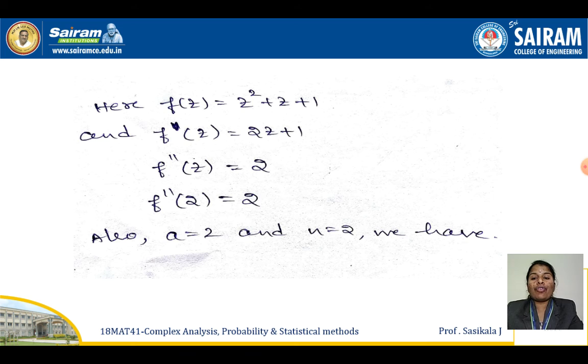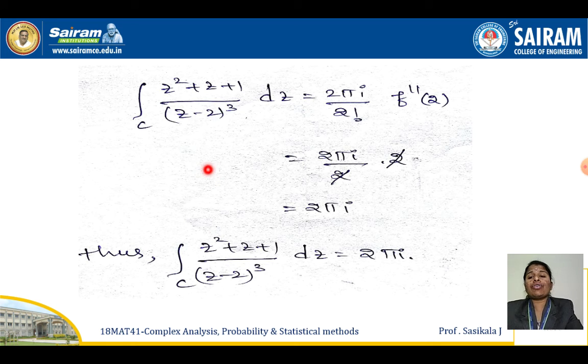So when we have the formula, you can write it. The integration over the curve of f of z over (z minus 2) the whole power 3 dz is equal to, as per the formula, 2 pi i by n factorial into f power n of a. Here n value is 2, a value is also 2. So 2 factorial into f double dash of 2, which is equal to 2 pi i by 2. The 2s will cancel because f double dash of 2 is 2, isn't it? So you will get 2 pi i. So the complete integration answer is 2 pi i.